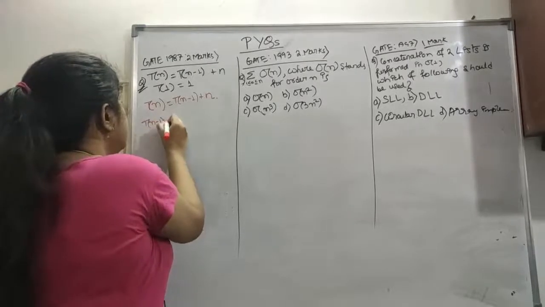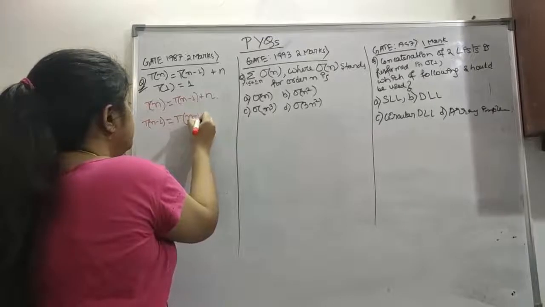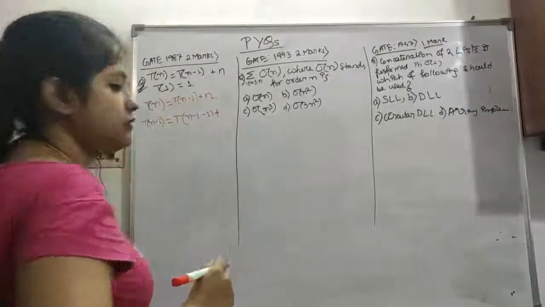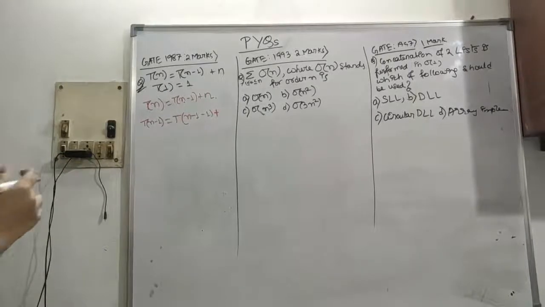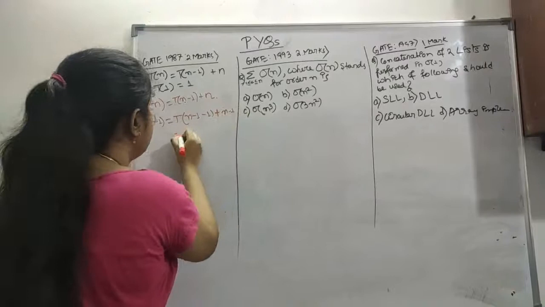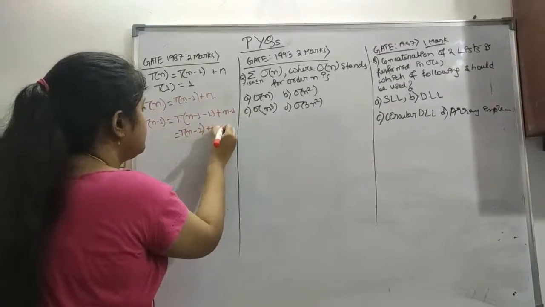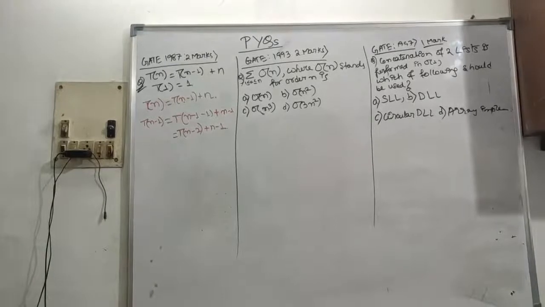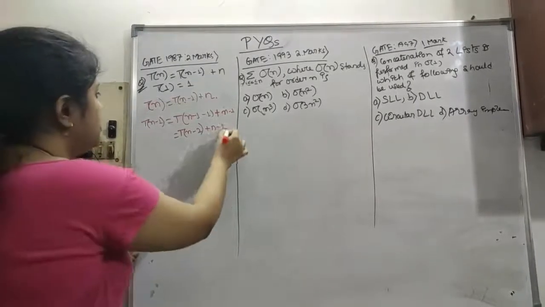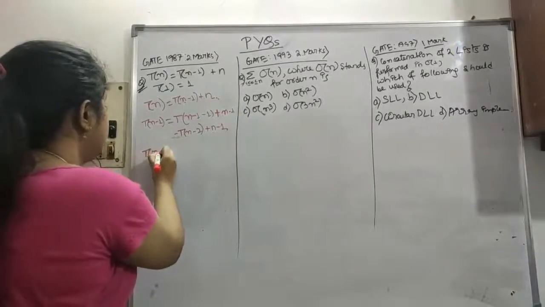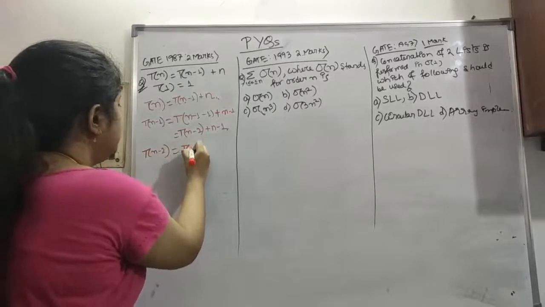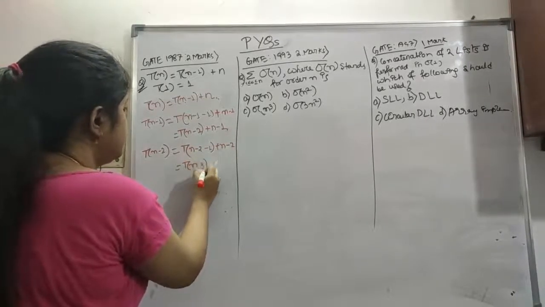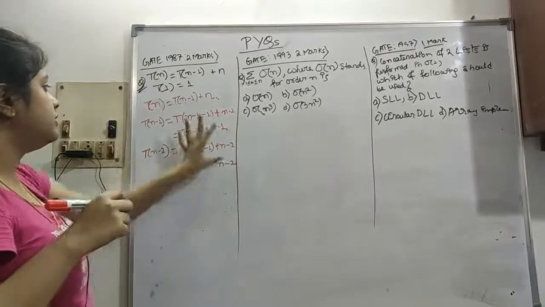In T(n-1), in place of n we are putting n-1, so it is coming as T(n-2) + n-1. Similarly for T(n-2), in place of n we put n-2, so this is coming as T(n-3) + n-2. Now we will substitute all this in the first equation.